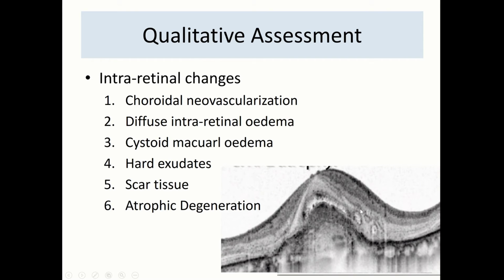And this is another area in which subretinal neovascularization is invading into the layers of the retina and causing an elevated foveal contour. The disease is starting more in the subretinal or in the outer retinal layers.